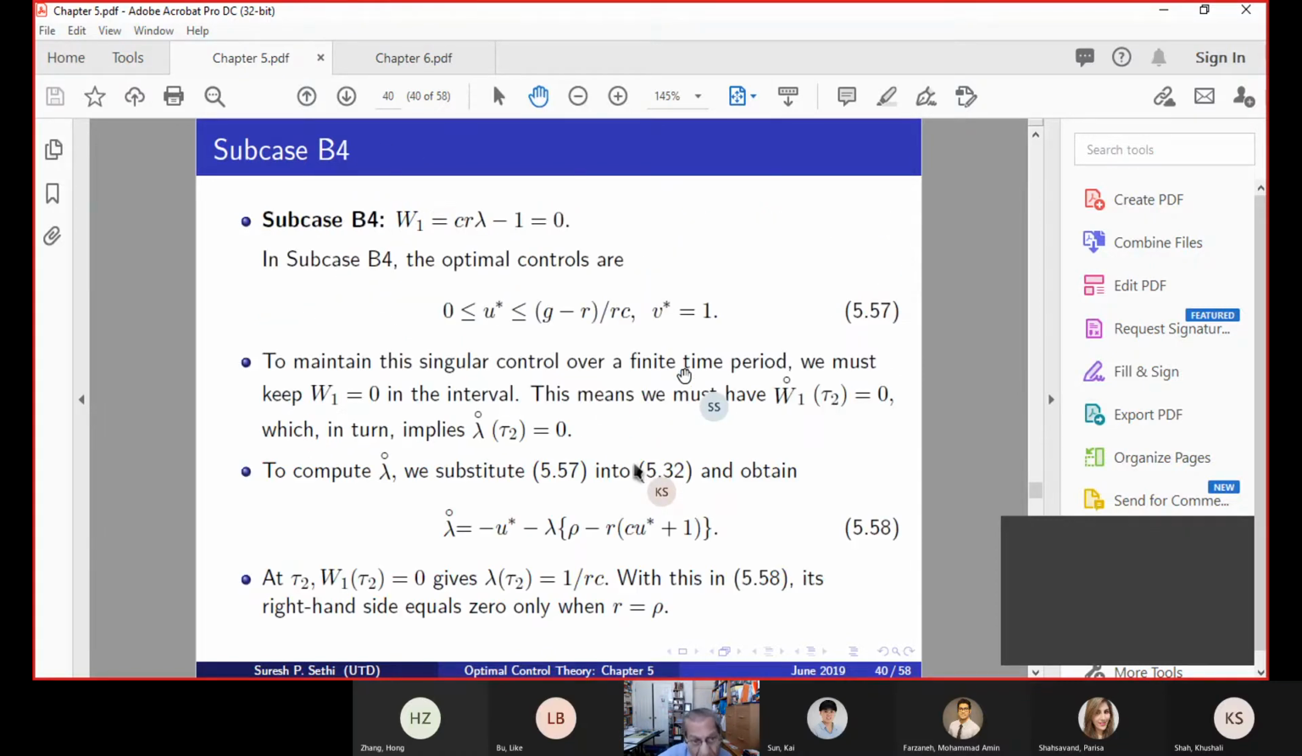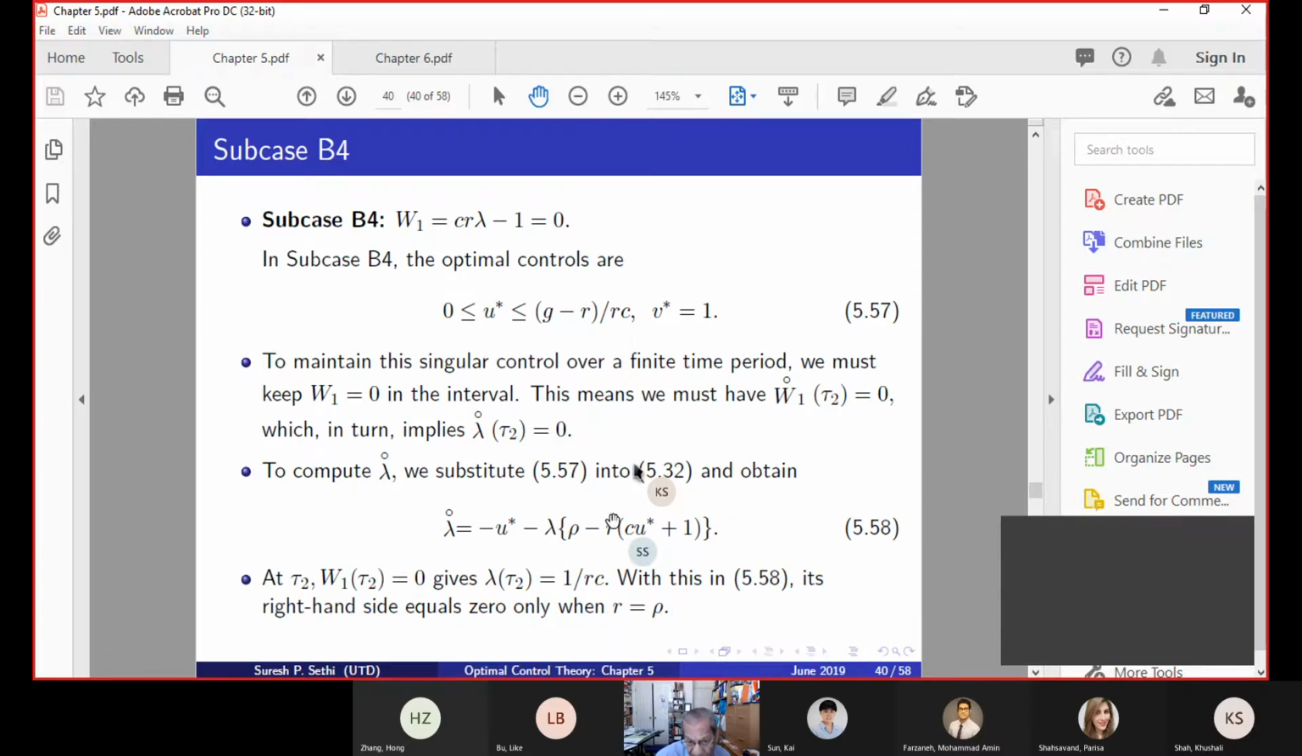At this point, we are at B4. We have W1 equal to 0, and we have a singular control on external equity. And we want to show whether we can maintain this or we can only keep it for one point in time. Turns out that we can again keep it only for one point in time. So to maintain the singular control, we must have W1 equal to 0, which means W1 circle equal to 0, which means lambda 2 circle was 0. And to compute lambda circle, I have to have this. I put the value of lambda at tau 2 here, which is 1 divided by RC. And at tau 2, W1 tau 2 equal to 0 gives this.